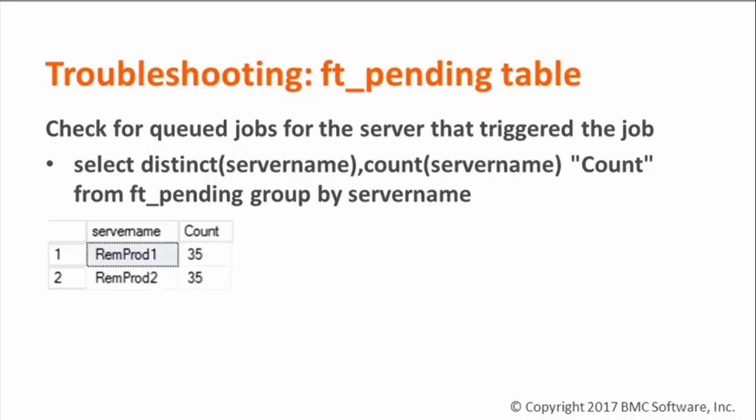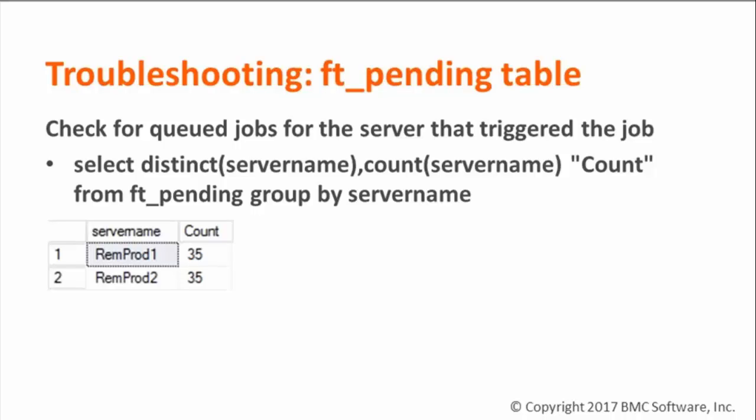The first one does a check for queued jobs based on the server that triggered the job. I gave you some very simple examples. What I'd recommend is you take these queries back to your environment, run them, and see what you get. In my example, for this page and the next one, my example is very simple.